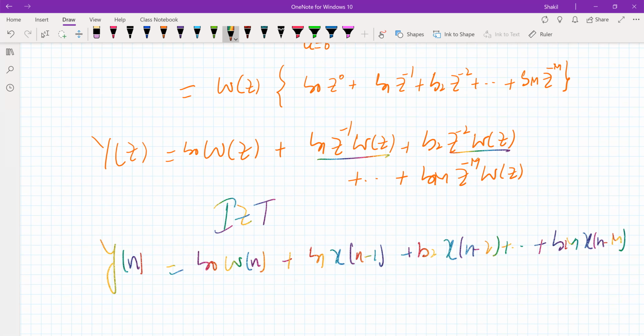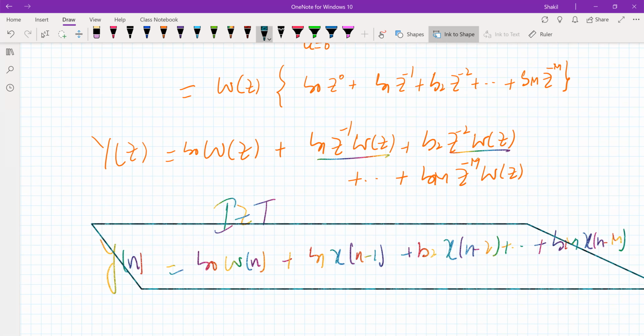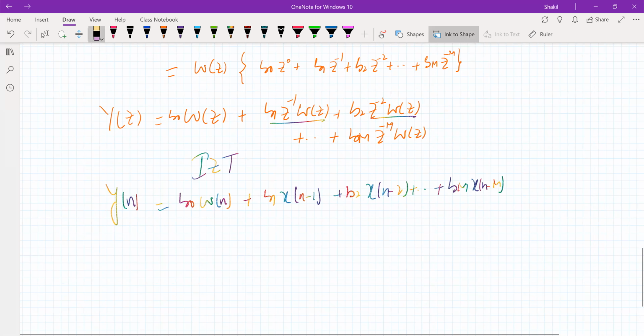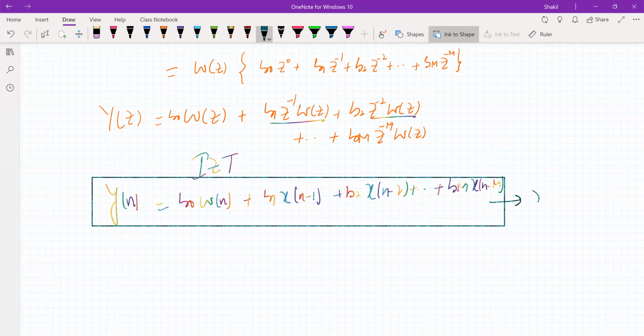Please have a look at this. So this is the inverse z transform of the second block, and we'll realize this part as well.